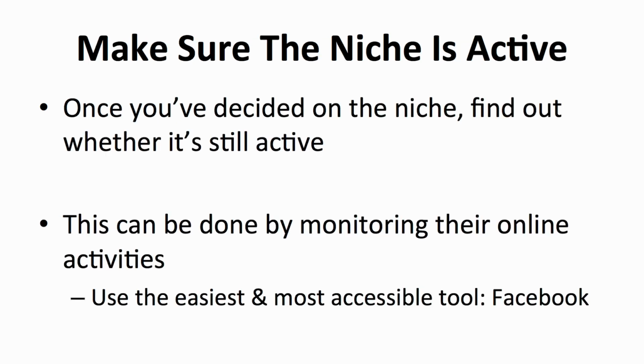Now that you've gotten an idea of which niche and types of content you want to choose, next you have to make sure that the niche is active. To find an active niche, you would need to monitor their online activities. There's an easy way to do this, which is through the most accessible social media platform there is, Facebook. On Facebook, you can just do a quick search for the groups in your niche, for example, affiliate programs. Then Facebook will show you the search results, probably by the dozens, or if you're lucky, by the hundreds. If there are still activities in the group, especially online, that means the niche is definitely viable.